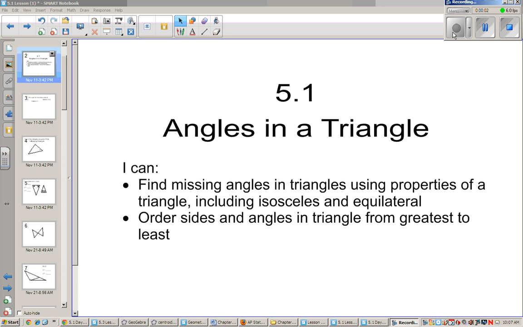Hello and welcome to lesson 5.1. We're talking about angles in a triangle today. So your main goal is, can you find missing angles in triangles and missing sides? And also you're going to be able to order sides from greatest to least or tell if it can even make a triangle.